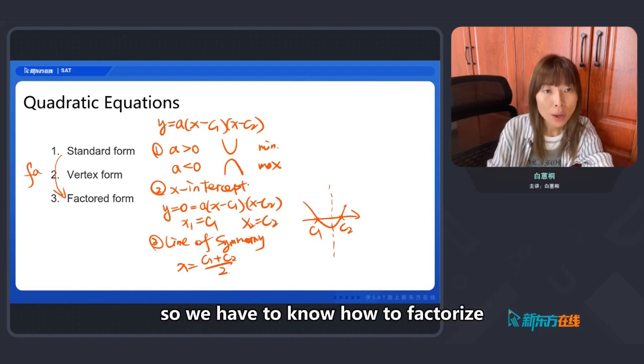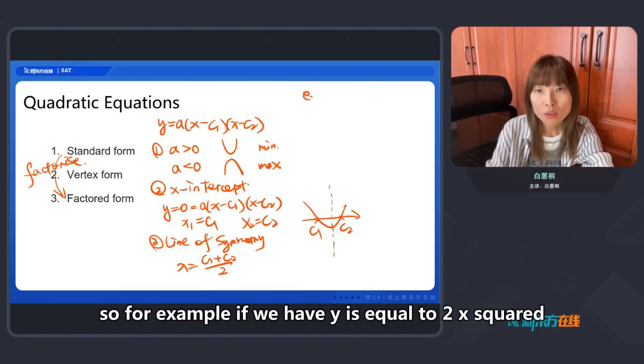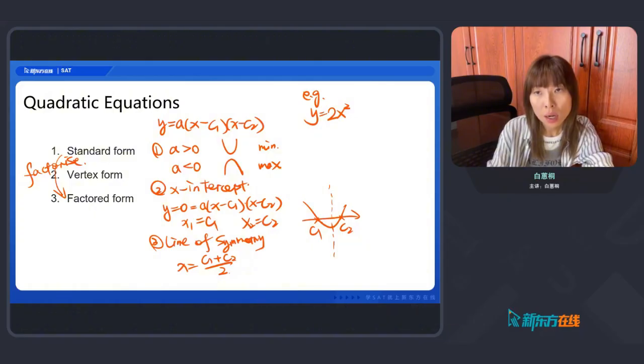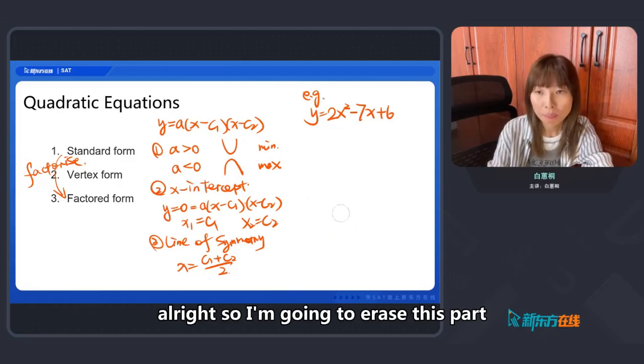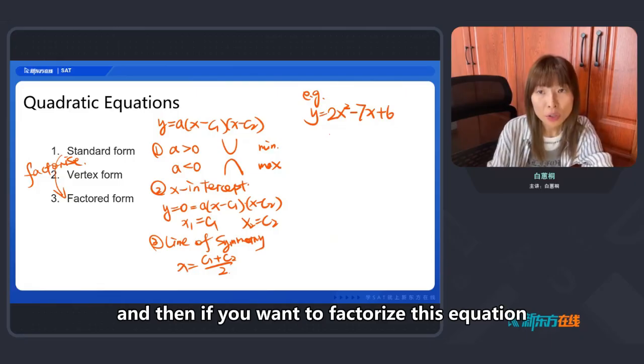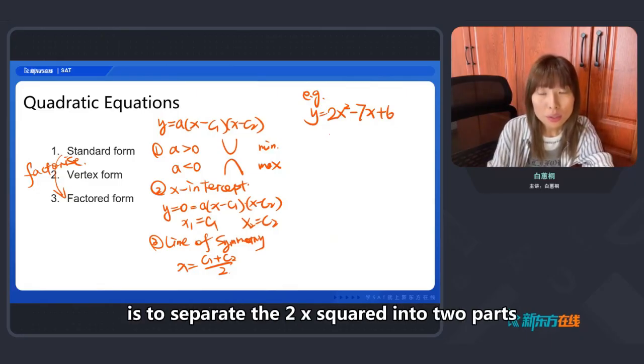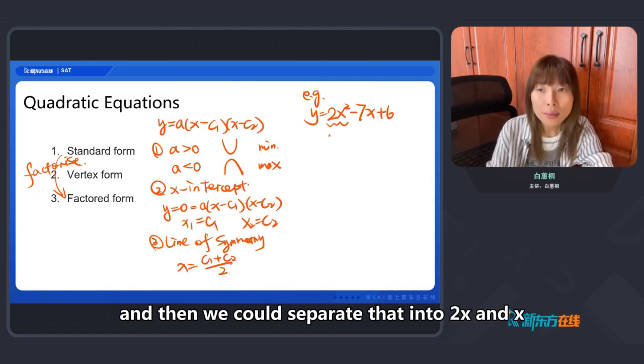So we have to know how to factorize. Okay, so I'm going to show you how to do this. So for example, if we have y is equal to 2x squared minus 7x plus 6. Alright, so I'm going to erase this part. And then if you want to factorize this equation, the first thing we should do is to separate the 2x squared into 2 parts. And then we could separate that into 2x and x.